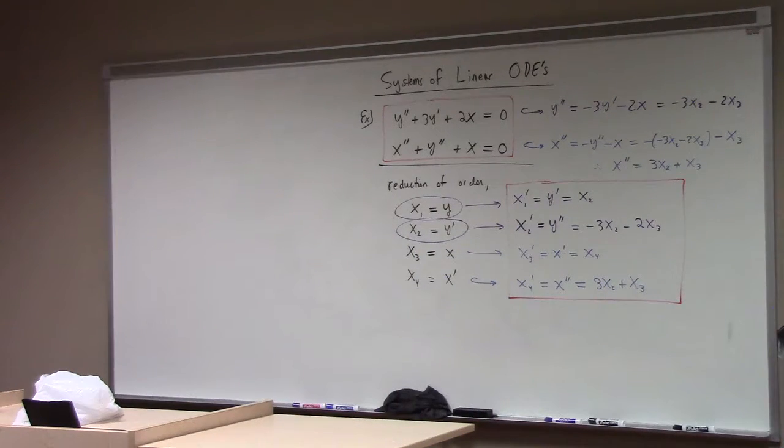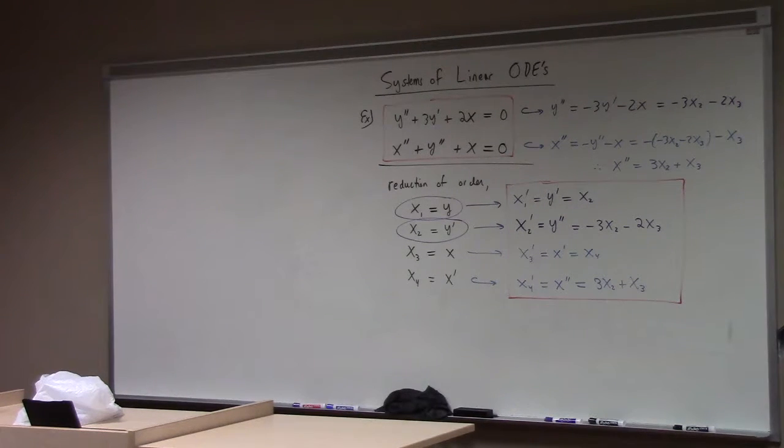Let's look at this system, though. So we got x1 prime equals x2, and x2 prime equals minus 3x2 minus 2x3, and x3 prime equals x4, and x4 prime equals 3x2 plus x3.